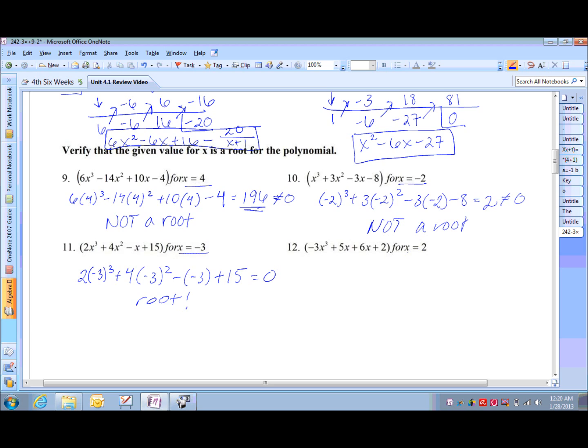Okay, last one. We're going to plug in 2 wherever we see x. So negative 3 times 2 cubed plus 5 times 2 plus 6 times 2 plus 2 gives you 0. So therefore 2 is a root of this polynomial. Okay, those are all of the ones where we need to verify if x is a root for the polynomial. Just plug it in and see if it equals 0. If it does equal 0, it's a root.